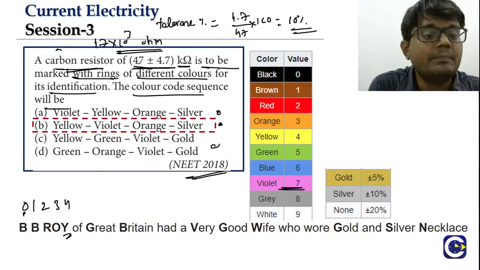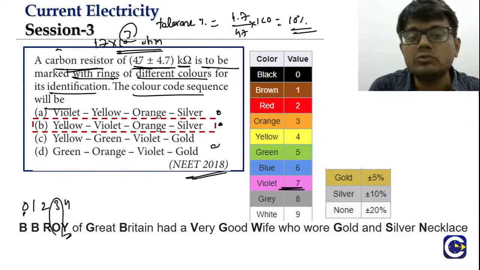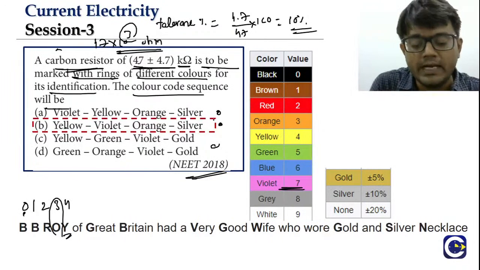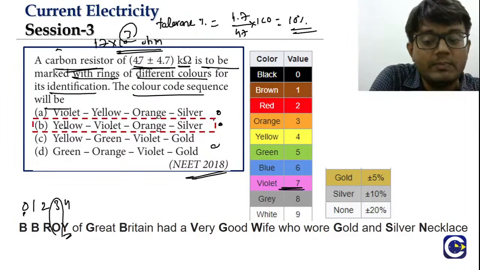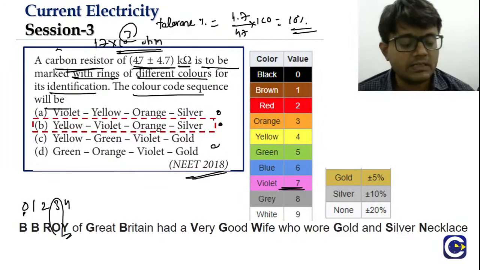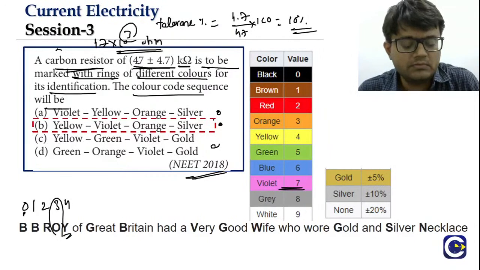So 47 into 10 power 3 means the power of 10 is 3, and 3 is orange. So yellow is the first band, the second band is violet, the third band is orange, and the fourth band is the tolerance of the value, 10%, so it will be silver. Okay, in this manner we should remember the color coding mnemonic, with which we will be able to solve any question.